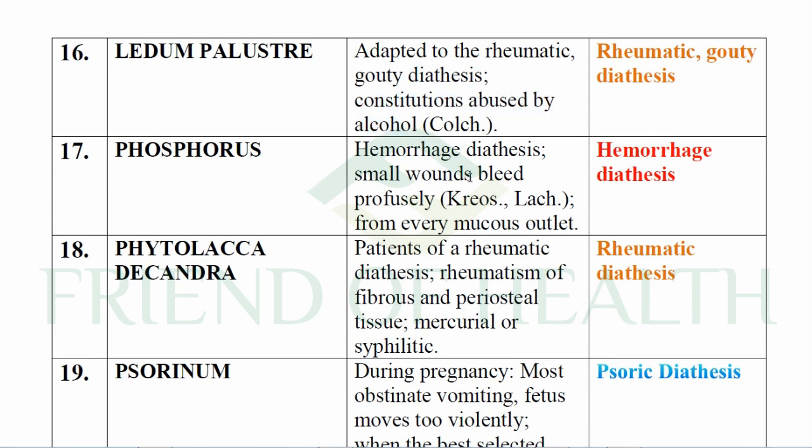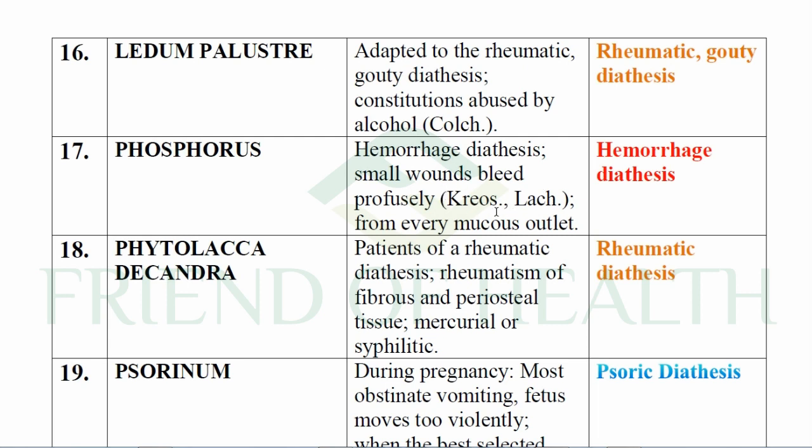Phosphorus is the next remedy, very prominent remedy in hemorrhagic diathesis. So hemorrhagic diathesis, small wounds bleed profusely. Again it is repeating, creosotum, lachesis, phosphorus, it is repeating. So this same symptom. Whenever in Allen's keynote a same symptom is repeated, a potential question is there.